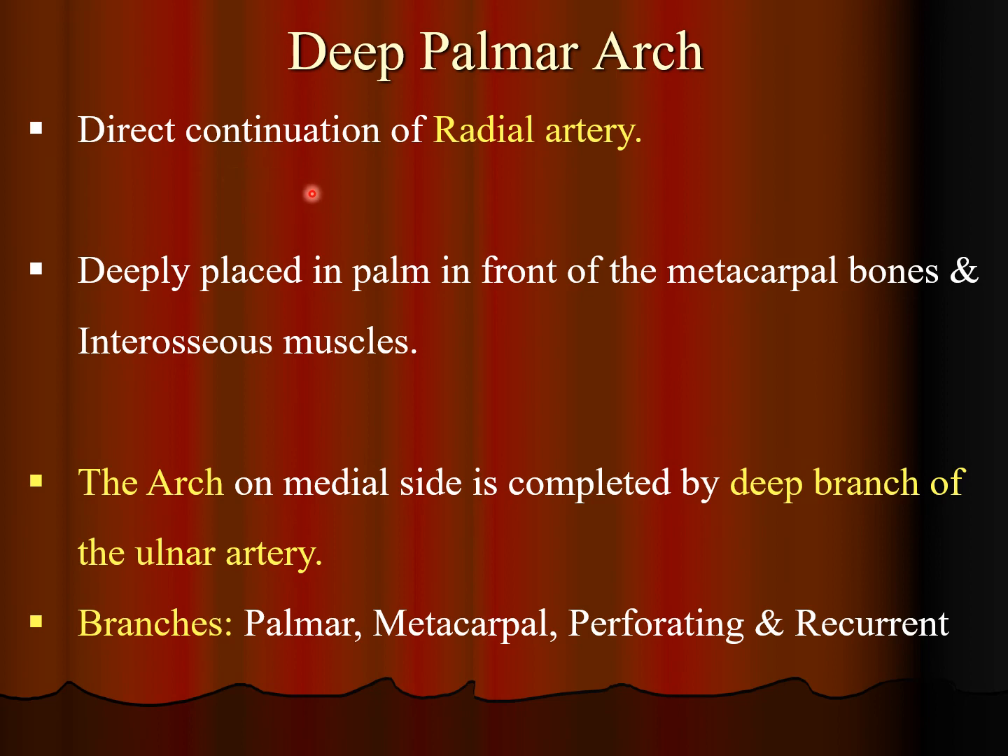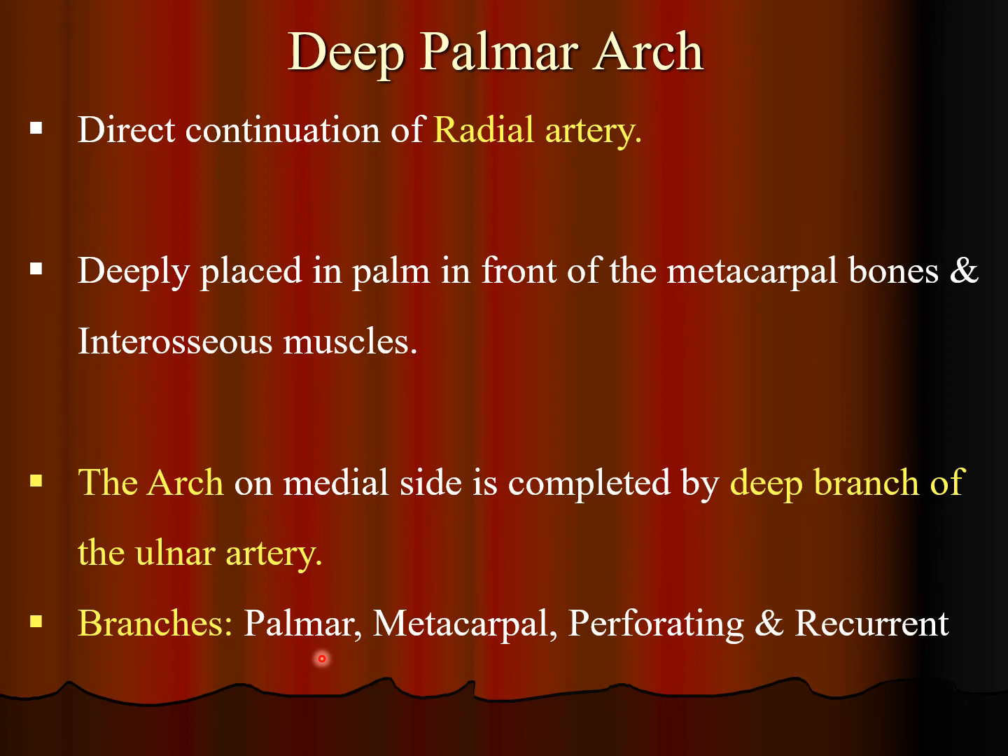So the deep palmar arch is actually a direct continuation of the radial artery, as we have said that the radial artery divides into two, superficial and deep branch. The deep branch is basically the main radial artery. So it is a direct continuation of the radial artery, deeply placed in the palm in front of the metacarpal bones and interosseous muscles. The arch on the medial side is completed by the deep branch of the ulnar artery. So the main part of the deep palmar arch is formed by the radial artery, and it connects with the deep branch of the ulnar to complete the arch.